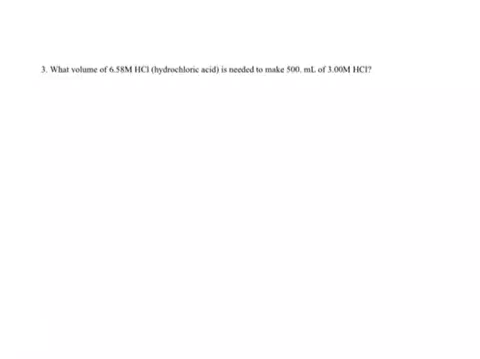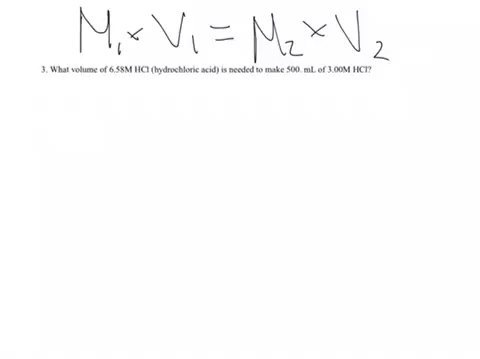Okay, here comes a dilution tutorial. What you need to know about dilution, well, first you need to know the dilution equation. The dilution equation is M1 times V1 equals M2 times V2, meaning the molarity of the first solution times the volume of that initial solution will always equal the new molarity of the second solution times the volume of that second solution.